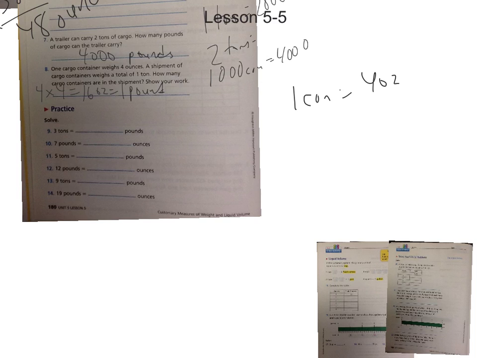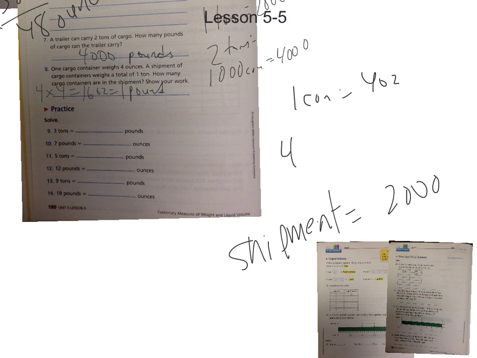1 ton. So the whole shipment equals 2,000 pounds, because that's a ton. So how many containers must be in the shipment? One container equals 4 ounces. So that means you need 4 containers to get to 1 pound. So every 4 containers equals 1 pound.